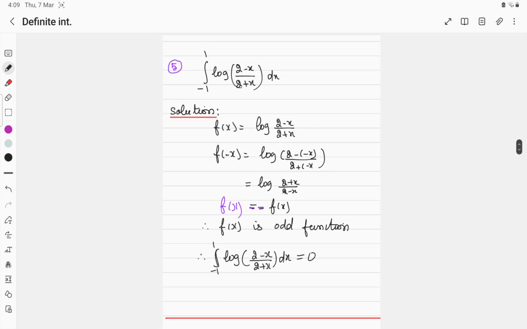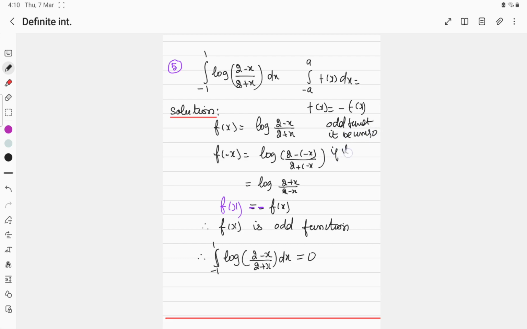Fifth one. Integral minus 1 to 1 of log of (2 minus x) by (2 plus x) dx. Here we see one thing: it is of the form integral minus a to a of f of x dx. First we have to check if f of minus x is equal to minus f of x, then it is an odd function, and the value becomes 0.